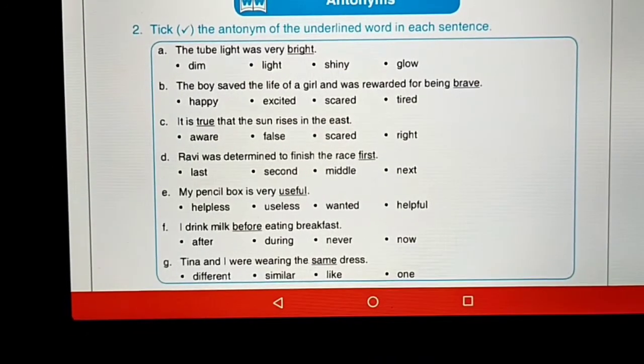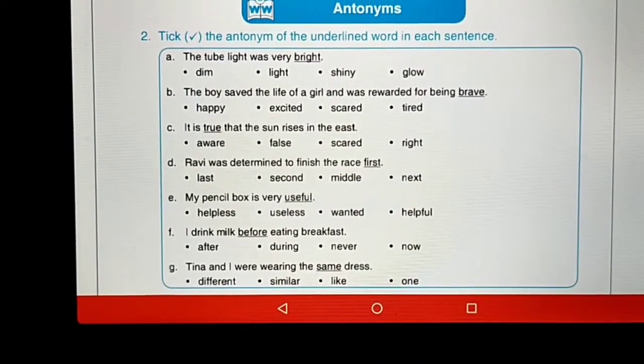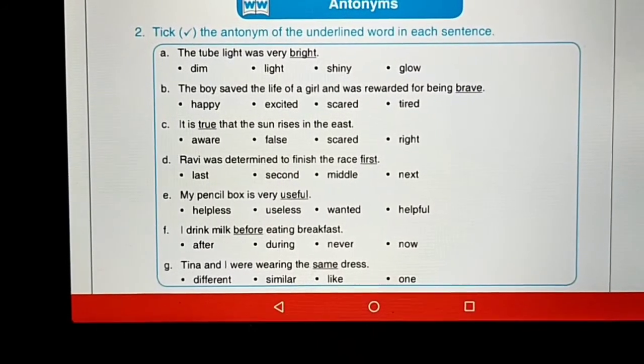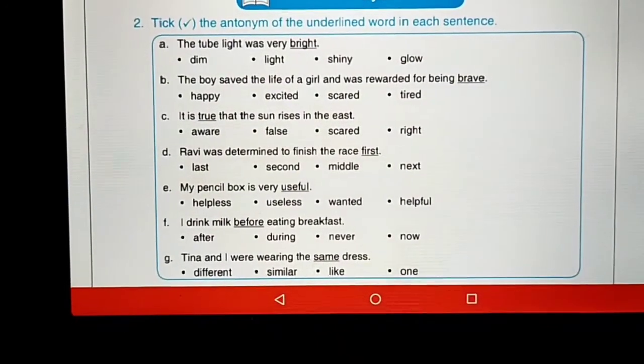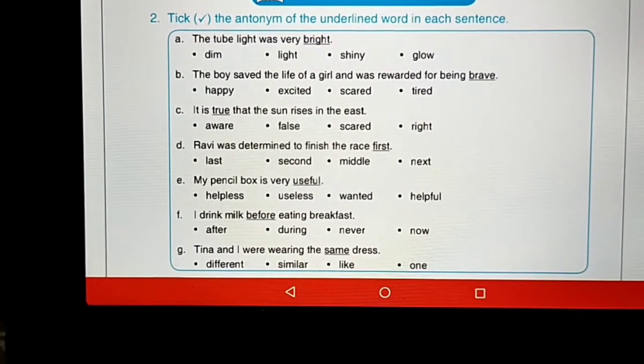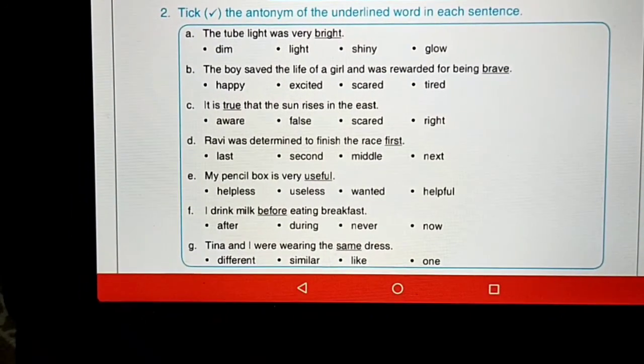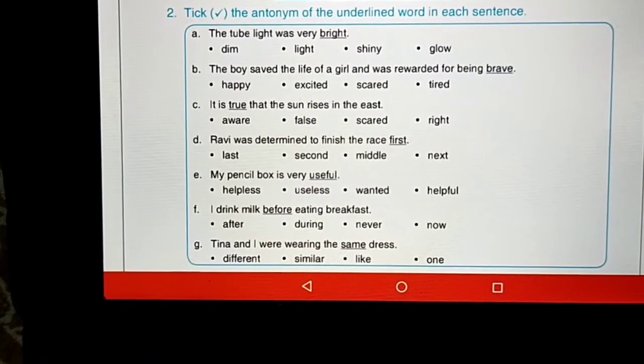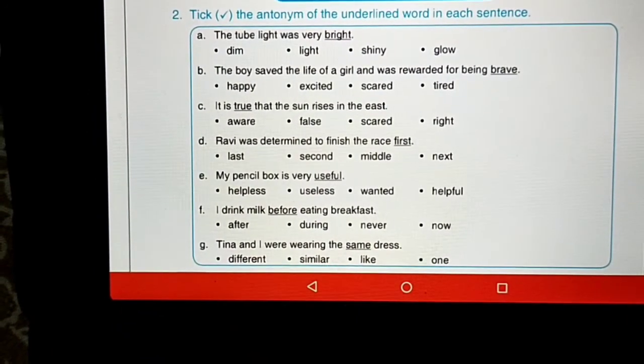First is, the tube light was very bright. The underlined word is bright. Bright means something shiny related to light. We have to search the opposite word. Dim, light, shiny, glow.